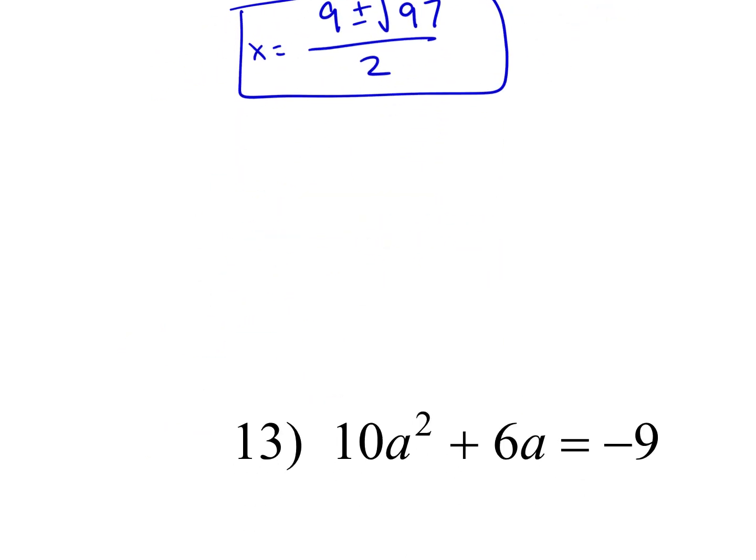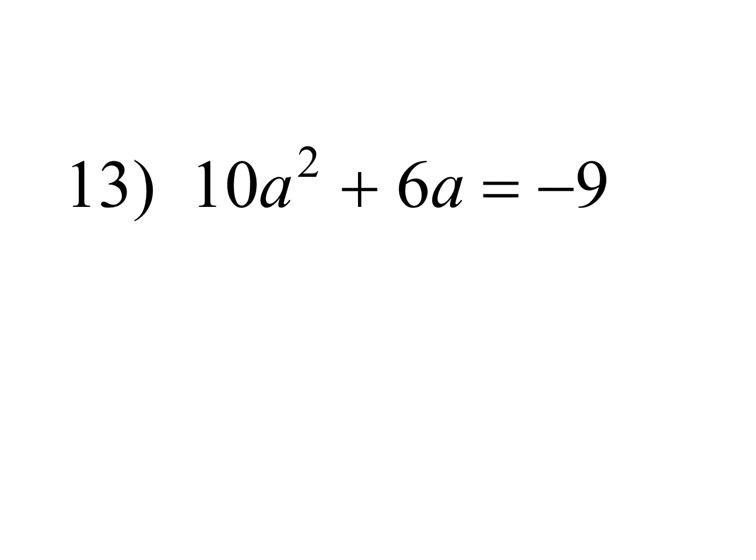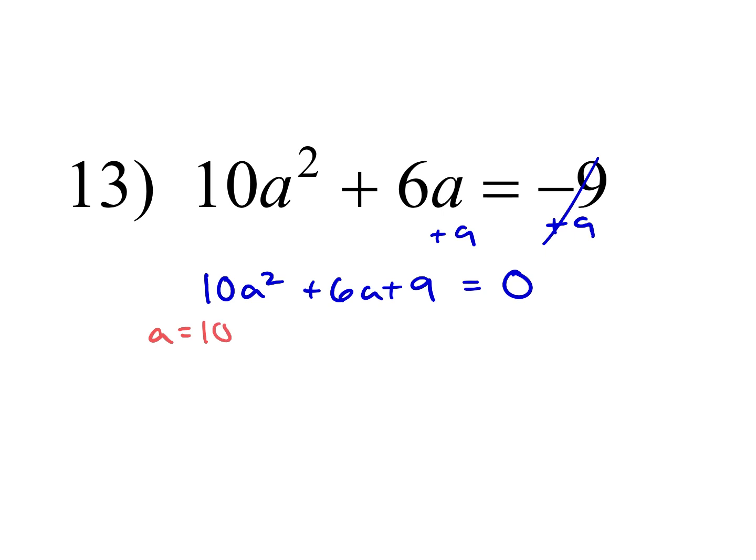All right, let's do 13. Nick, what should I do first for 13? Move the 9 over. So 10a squared plus 6a plus 9 is equal to 0. Then what? A, B, and C. So what's A? What's B? What's C? Perfect. Now we can plug it in.